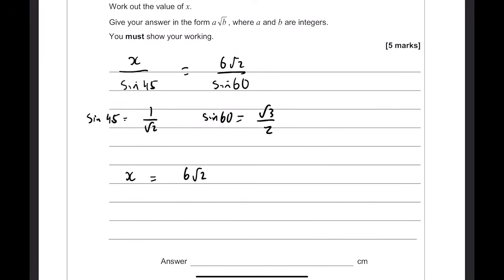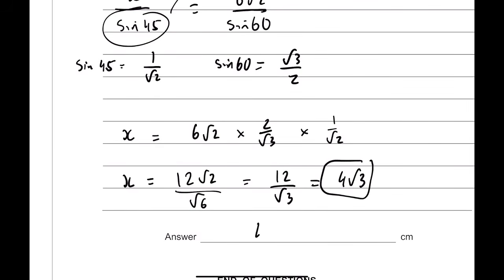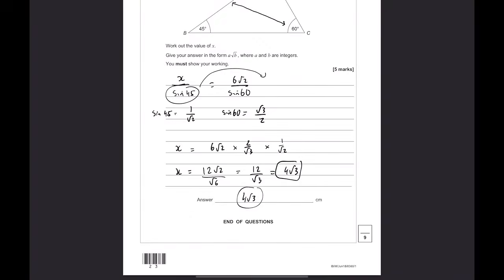So 6 root 2 divided by root 3 over 2 multiplied by 1 over root 2, because we're multiplying this sine 45 over to this side. Now when we divide a fraction, we're actually just going to multiply it and flip it over. So 2 over root 3 instead. That's going to leave us with 12 root 2 over root 6, which we can simplify to 12 over root 3. And if we rationalise the denominator on that, you'll find we get 4 root 3 as a final solution. So it is 4 root 3 centimetres.